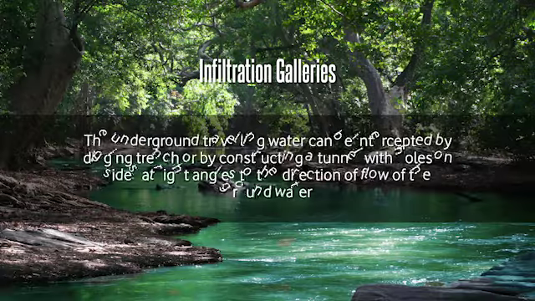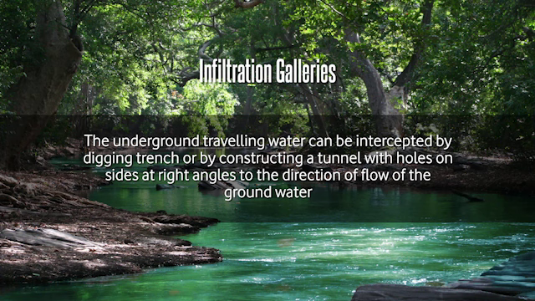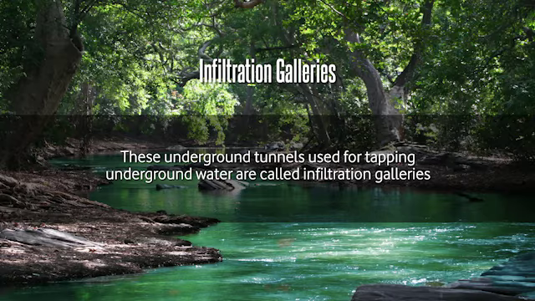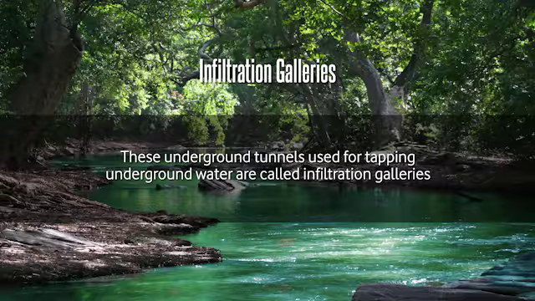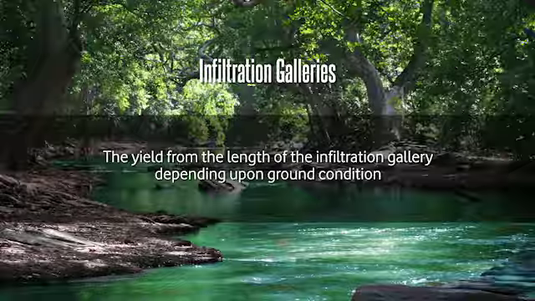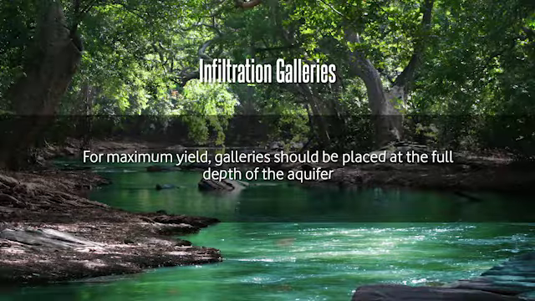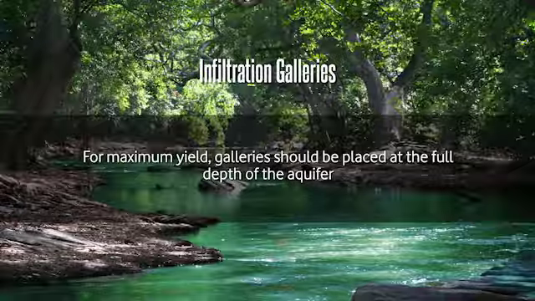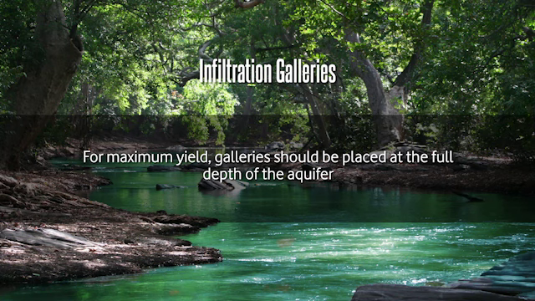Infiltration galleries. The underground traveling water can be intercepted by digging a trench or by constructing a tunnel with holes on the sides at right angles to the direction of flow of the groundwater. These underground tunnels used for tapping underground water are called infiltration galleries. The yield from the length of the infiltration gallery depends upon ground condition. For maximum yield, galleries should be placed at the full depth of the aquifer.